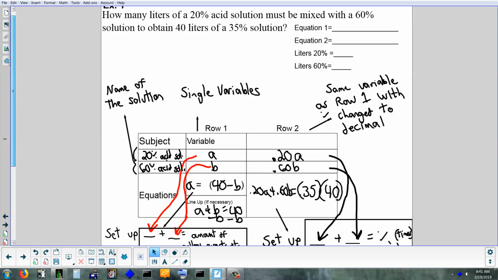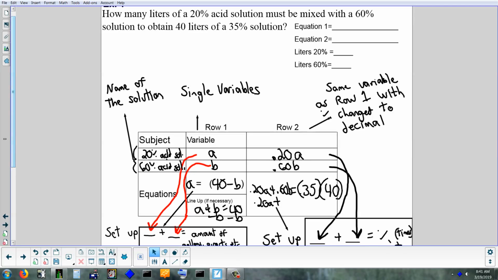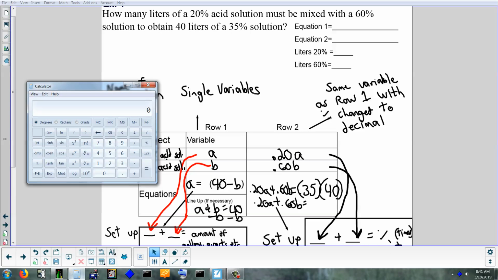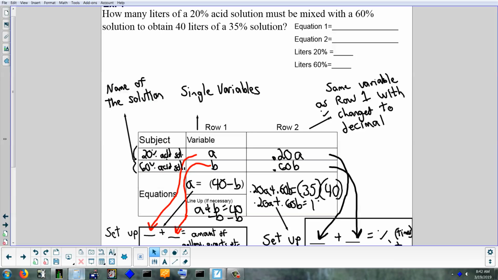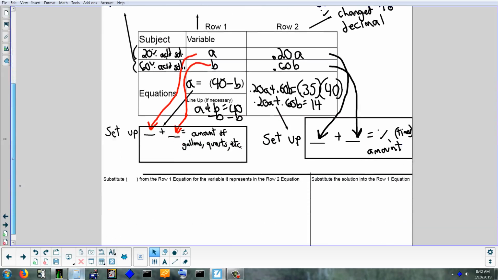Do you want them to wait until they plug everything in to simplify this, or can they simplify it beforehand? Either way. All right, I'm going to simplify this now. I'm going to do the 0.35 times 40 now. So 0.20A plus 0.60B equals, I got 0.35 times 40, 14.